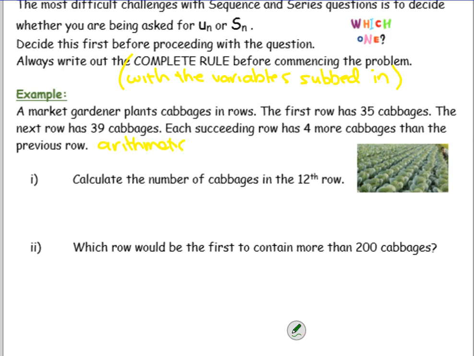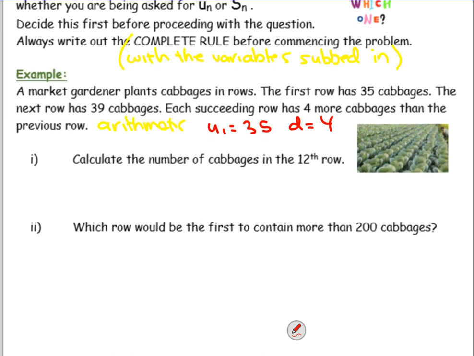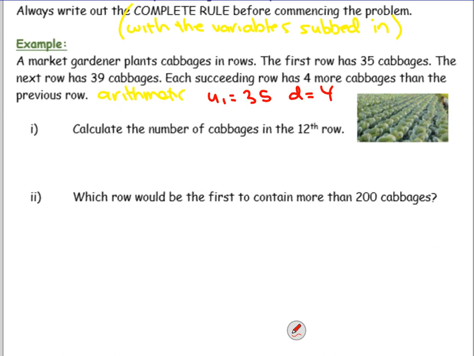Good, yeah, U of 1 is 35. D is 4. Not much space to do our list, so I just did it up there. Calculate the number of cabbages in the 12th row. Do they want the U of n, or do they want the sum of U of n? Yeah, just U of n. They just want to know how many cabbages are in one particular row. So of course, in that case, n equals 12. And they want the U of n.